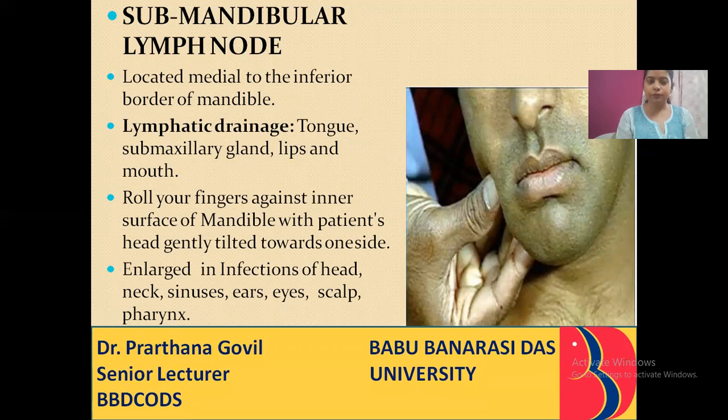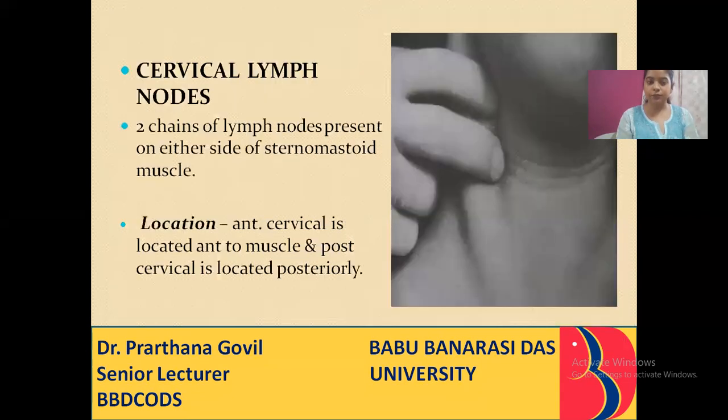Submandibular lymph nodes are located medial to the inferior border of the mandible. The lymphatic drainage area is the tongue, submaxillary gland, lips, and mouth. Roll your fingers against the inner surface of the mandible, with the patient's head gently tilted towards one side. Enlargement indicates infections of the head, neck, sinuses, ears, eyes, scalp, and pharynx.